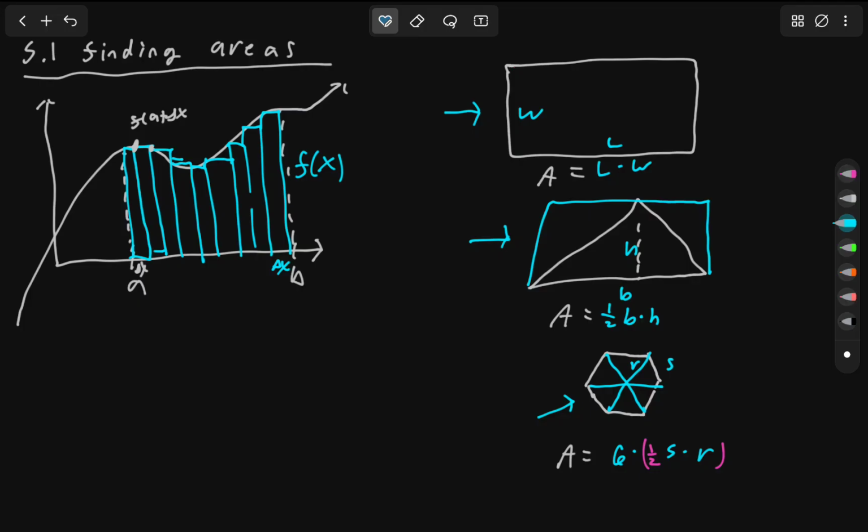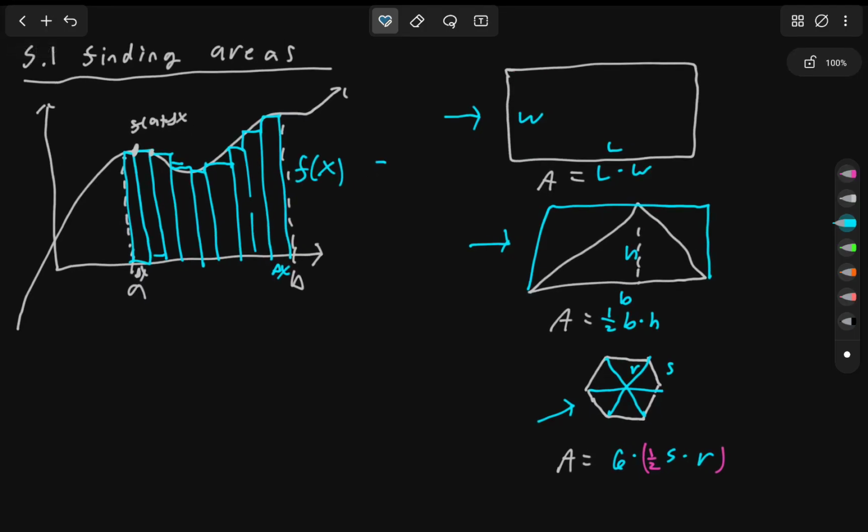So, taking an example of looking at f of x right here, you may notice that I have several rectangles drawn out. So what we're going to be doing in this chapter, we're going to be taking the sum of these rectangles, which are going to have a width of change of x and then a height of f of x. And that's this really big idea that I want to get across.